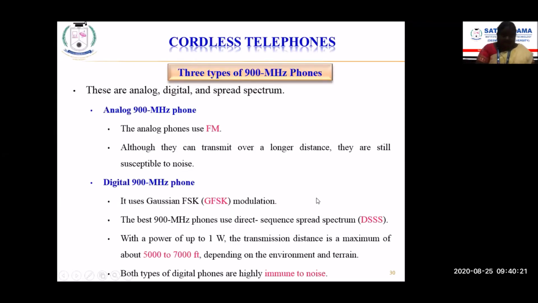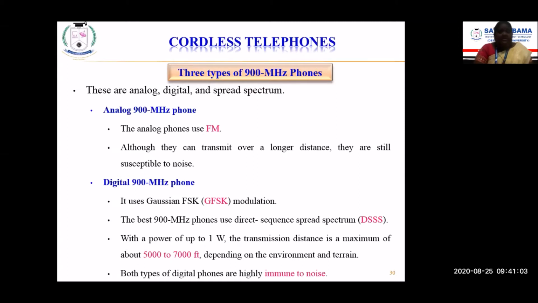And now let us see, these cordless telephones operate in 2 different frequencies. And also they follow different methodologies for the transmission of data between the base station and the portable unit, that is the fixed unit and the portable unit. So these could be either analog or digital or spread spectrum. Now let us see what are the differences between these different methods and techniques of data transmission between the base unit and the handset. First one is the analog 900 megahertz phone. So this comes under the analog phones, and it uses frequency modulation. So this FM is nothing but frequency modulation, which most of us are familiar with.